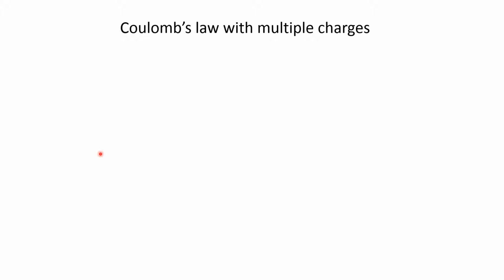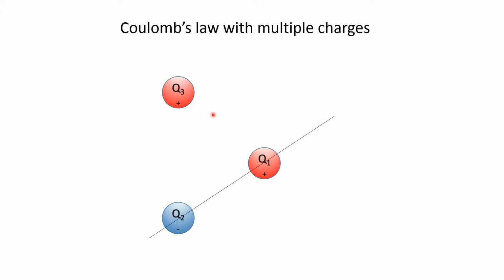Coulomb's law with multiple charges. What do we do if we have to use Coulomb's law with more than two charges? For example, we have three charges here, Q1 positive here, Q2 negative there, Q3 positive there. Well, we make those connection lines and then we draw each force.